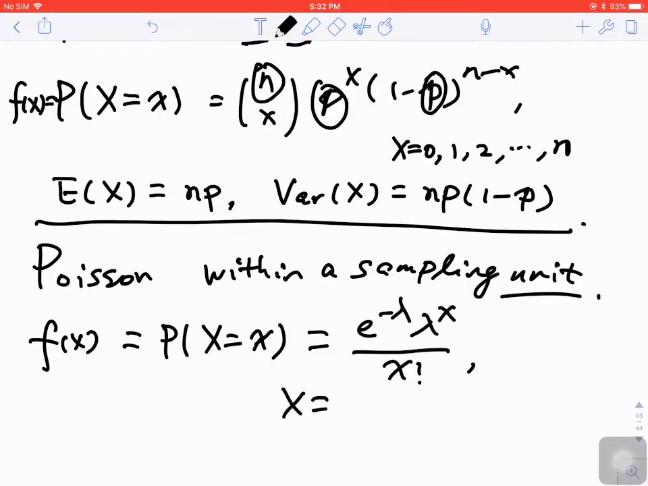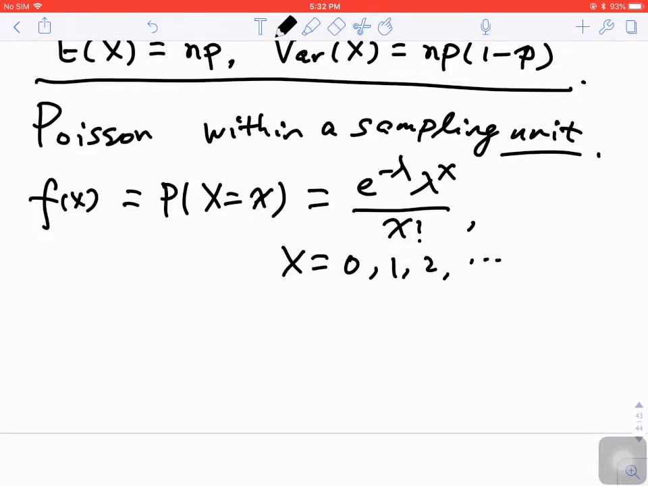So x is from 0 to infinity. Just remember, even if x goes to infinity, a Poisson random variable is still discrete. Remember in chapter 3, we learned how to figure out whether a random variable is discrete or continuous. It does not depend on whether it's infinity or finite; it depends on whether it's countable or not.